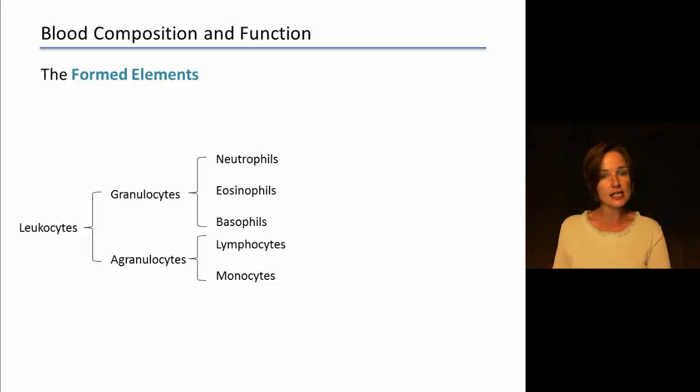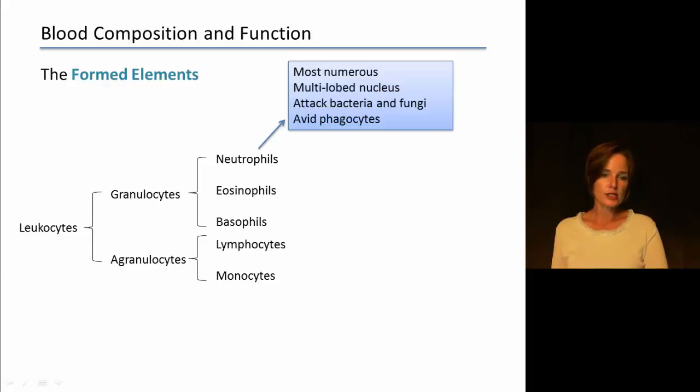If we look at the granulocytes first, there are three types of these: the neutrophils, the eosinophils, and then we also have the basophils. The neutrophils are going to be the most numerous of the leukocytes. So these are our most numerous white blood cells. They are going to have a multi-lobed nucleus, which is a little bit unusual. Their job is going to be to attack bacteria and also to attack fungi. They are avid phagocytes. And when we say phagocytes, what that means is that they can engulf and swallow up those bacterial cells or fungal cells that they come into contact with.